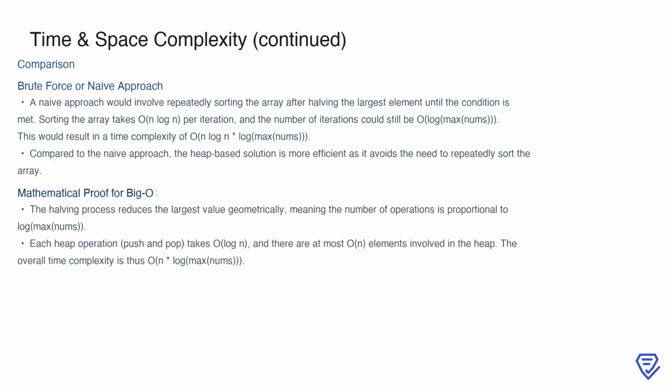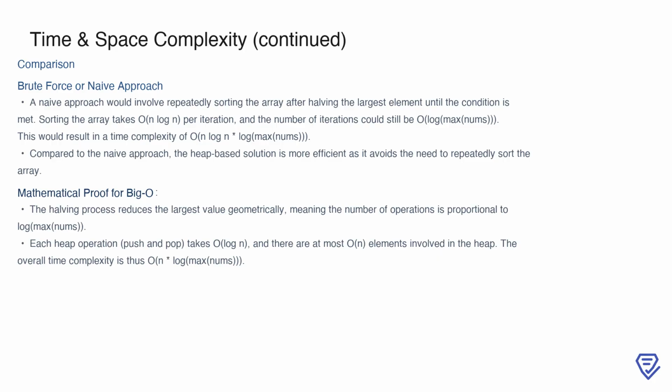Let's compare this heap-based solution to a brute force or naive approach. In a naive solution, the array would be sorted after every halving operation to repeatedly identify the largest element. Sorting the array takes n log n per iteration, and the number of iterations could still be proportional to log max nums. This results in a time complexity of n log n * log max nums. In contrast, the heap-based solution is significantly more efficient because it avoids the need to repeatedly sort the array.